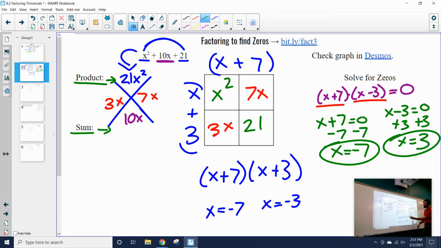So this is why we're able to do that little shortcut right here from this step to this step. Essentially, what we're doing in this process is setting each of those factors equal to 0. So I'm setting x plus 7 equals 0 and solving for x, setting x minus 3 equal to 0 and solving for x. And once again, we can actually check this using Desmos.